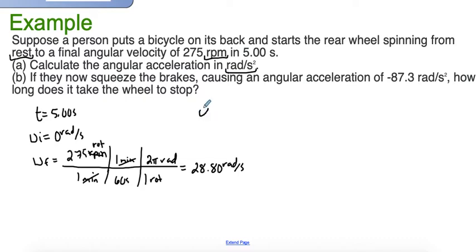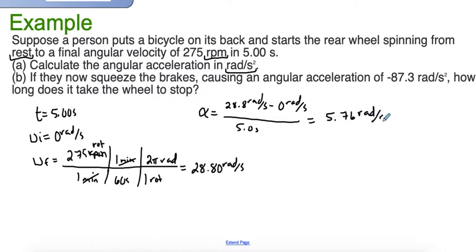And now we're going to use our acceleration equation to figure out what the acceleration is on this bicycle. So acceleration is going to be final, so 28.8 radians per second, minus initial 0 radians per second, over my time value, which is 5 seconds. So put that in your calculator, and we will get an acceleration of 5.76 radians per second squared.